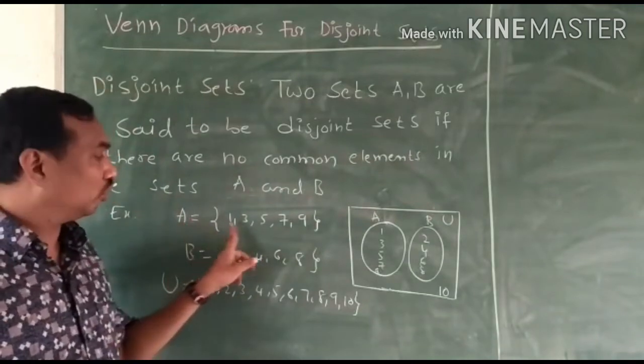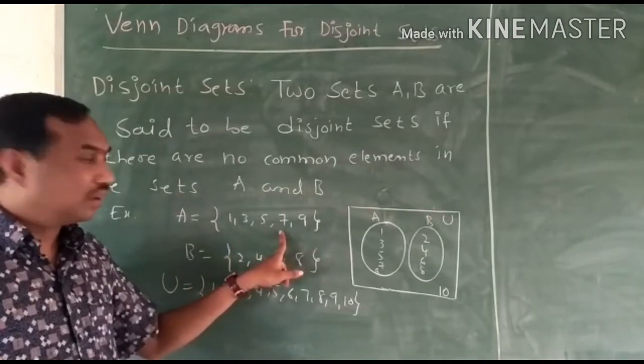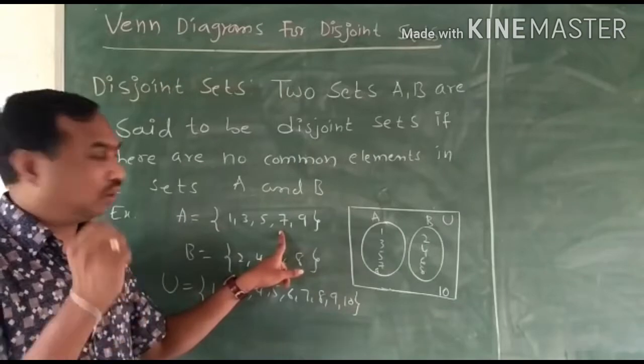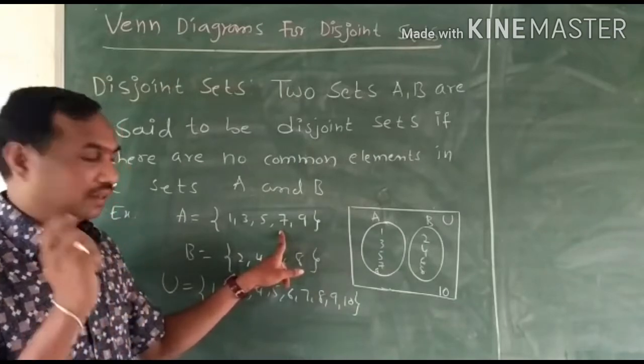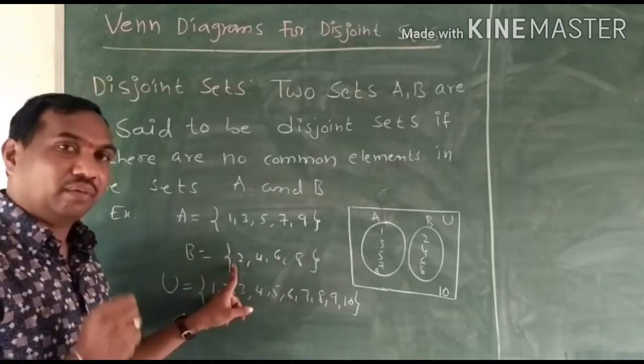I will explain with one example. I am taking A equal to 1, 3, 5, 7, 9. So this is the set of odd natural numbers below 10. And I am taking another set B, even numbers below 10.